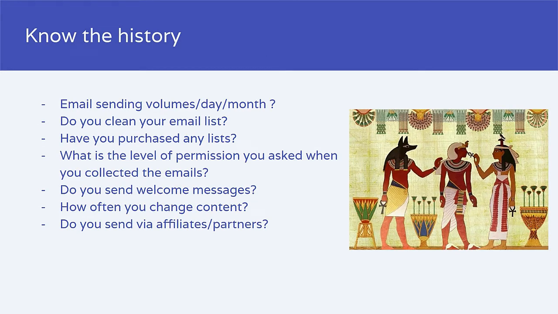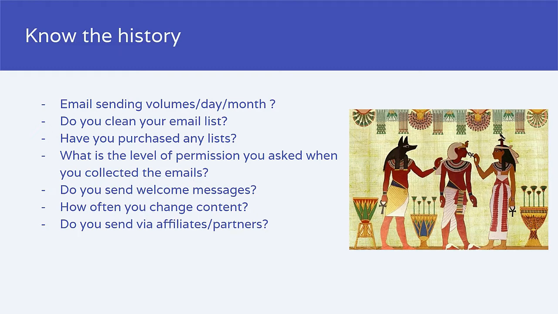Also, you need to know their history. How many emails do they send per day, per month? What's the quality of these emails? What type of emails do they send? Are they marketing emails? Are they transactional emails? And what is the volume of each type? Because that is the logical way of starting to separate the outgoing email traffic on IPs.